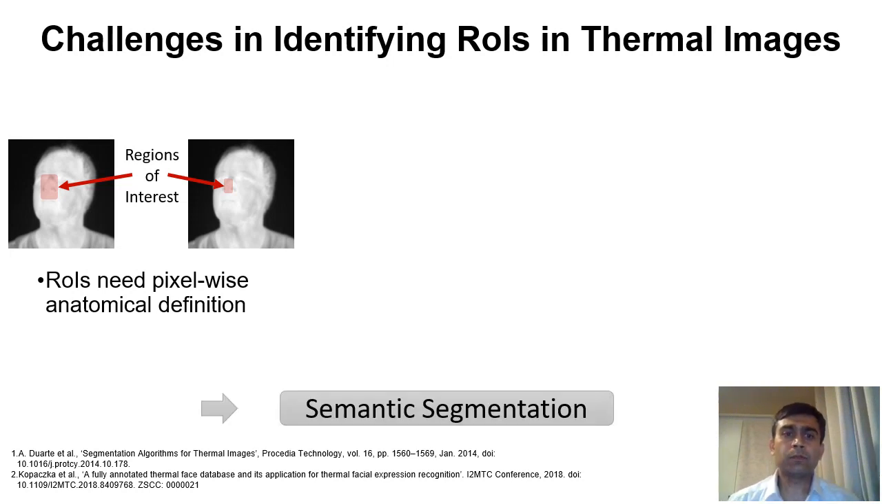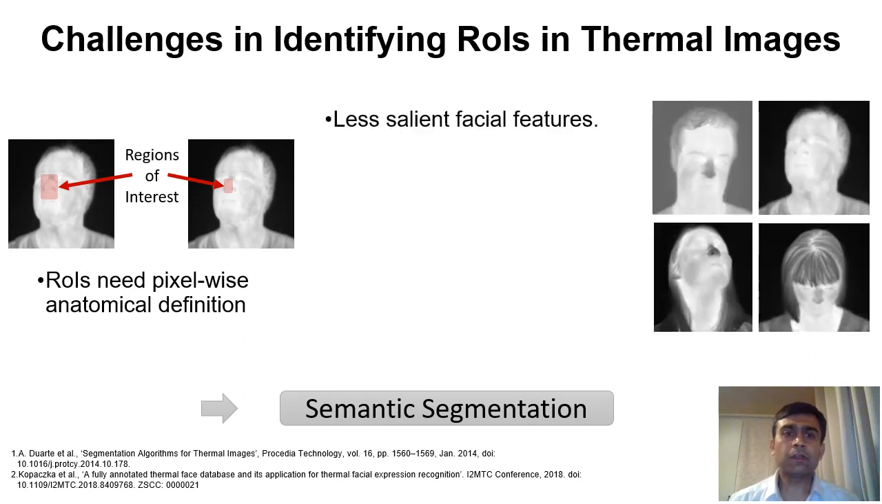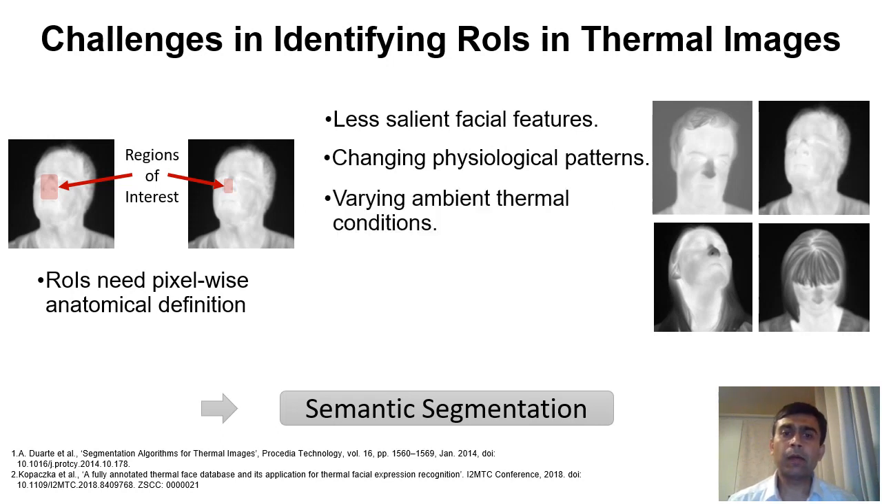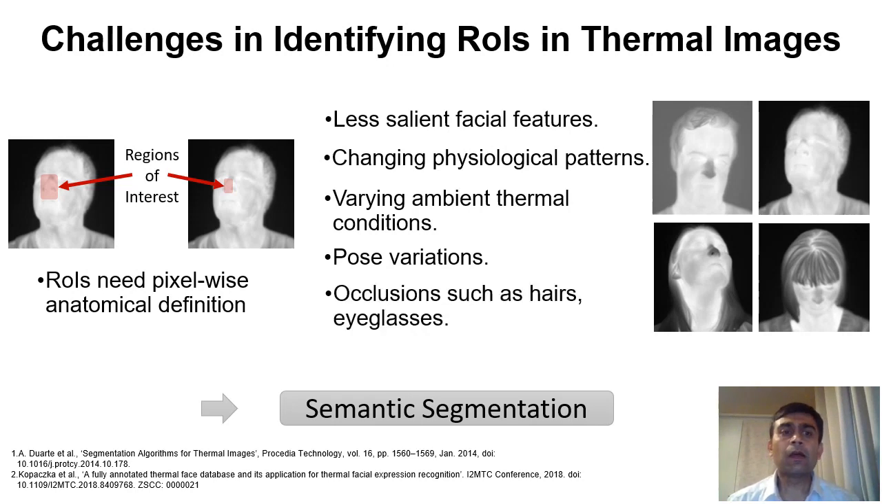Thermal facial images pose several computational challenges for the segmentation task. For instance, facial features are not salient, and these features vary with the changing physiological states. Spatial patterns are also affected by ambient thermal conditions and pose variations. Furthermore, for thermal infrared wavelength, most of the objects are non-transparent, resulting in more frequent occlusions such as forehead hairs and eyeglasses.